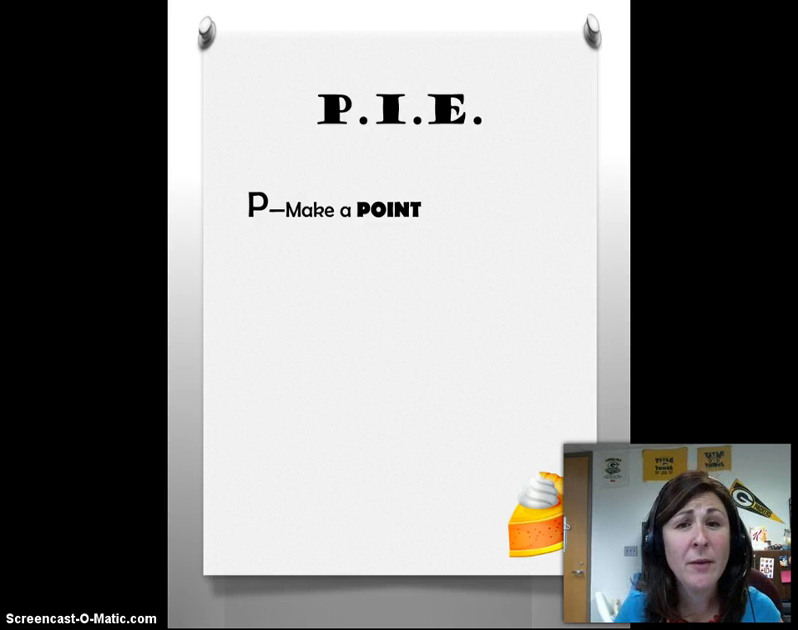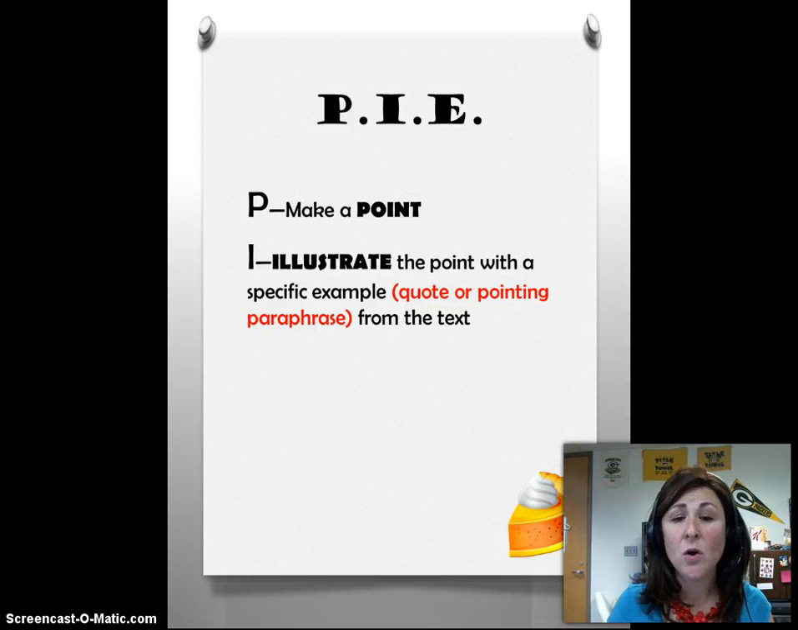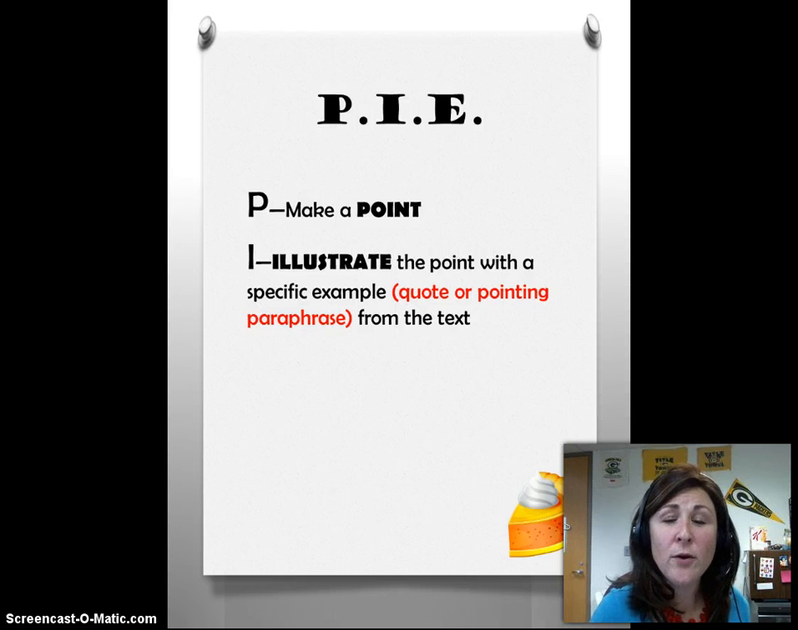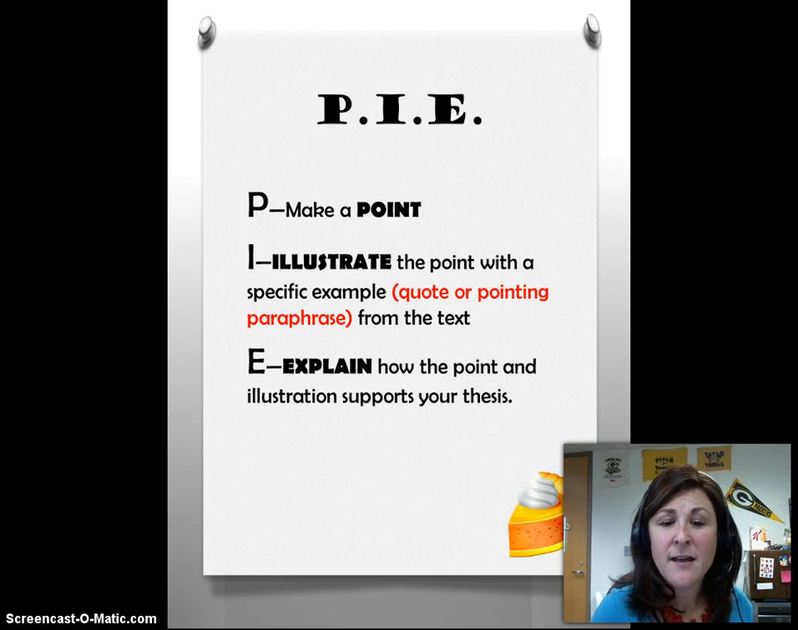So point, you're going to make a point. We're going to create a theme and we're going to prove something about that theme. We're going to include an illustration. We'll illustrate it with a specific example, a quote from the novel, or a paraphrase from the text. And finally, we'll explain how that point and illustration supports our thesis. So let's begin by creating our thesis.